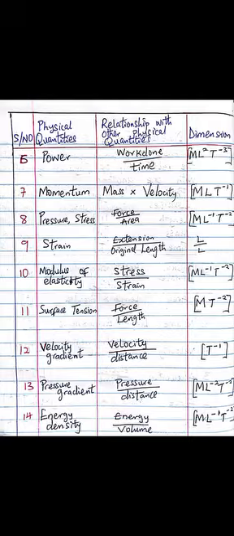Then we can also use dimension to derive formulas. For example, if you want to derive the formula for, let's say, the force constant of an elastic spring, you can use dimension analysis to do that.